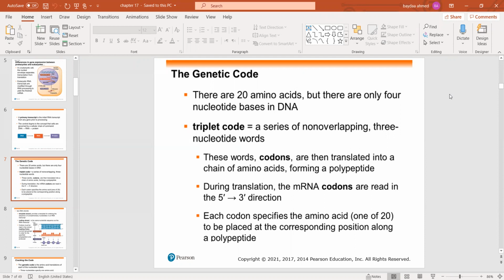Experiments have verified that the flow of information from gene to protein is based on a triplet code. The genetic instructions for a polypeptide chain are written in the DNA as a series of non-overlapping 3 nucleotide words. The series of words in a gene is transcribed into a complementary series of non-overlapping 3 nucleotide words in mRNA, which is then translated into a chain of amino acids.